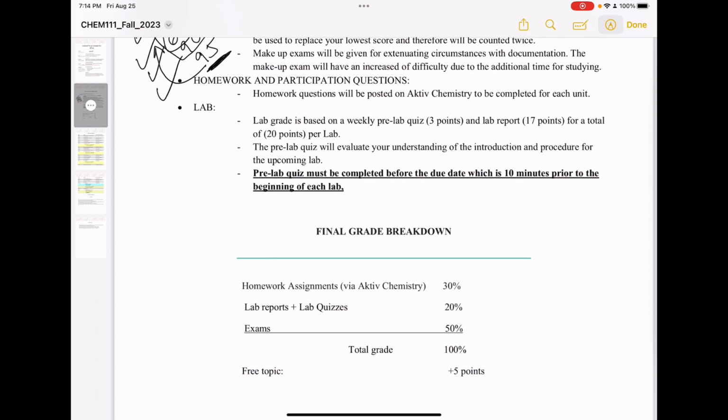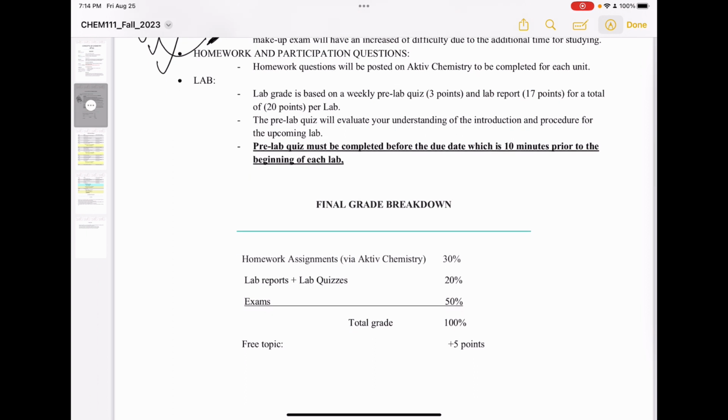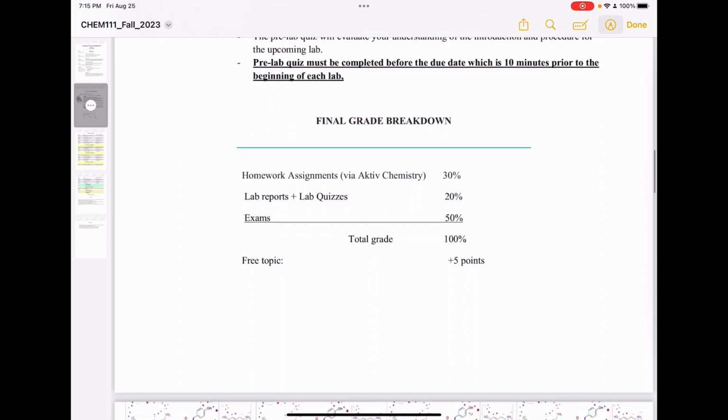Homeworks, as I said, will be done via Active Chemistry. I don't need to go over this. Same thing with the lab grades: 3 points from the pre-lab quiz and 17 points from the lab report. The pre-lab quiz will be posted at least several days before the lab for that day, and you are expected to submit your answers to the quiz before coming to the lab for that day.